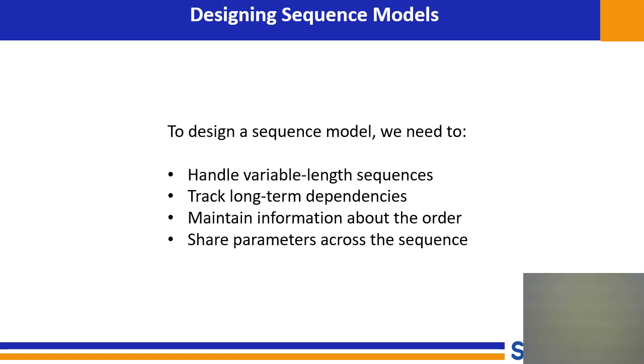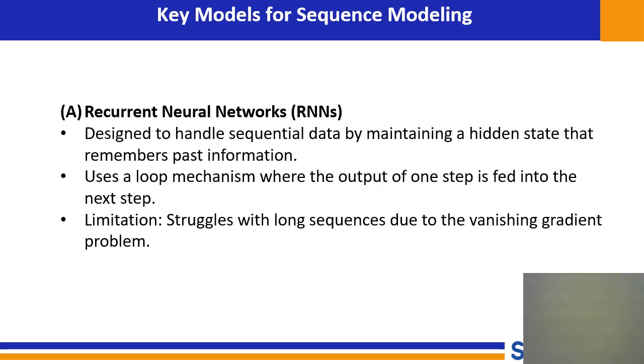To design a sequence model, we need to handle variable length sequences, track long-term dependencies, maintain information about the order and share parameters across these sequences. Next we will see the different models available in sequence modeling. So first one is recurrent neural networks. It is designed to handle sequential data by maintaining a hidden state that remembers past information.